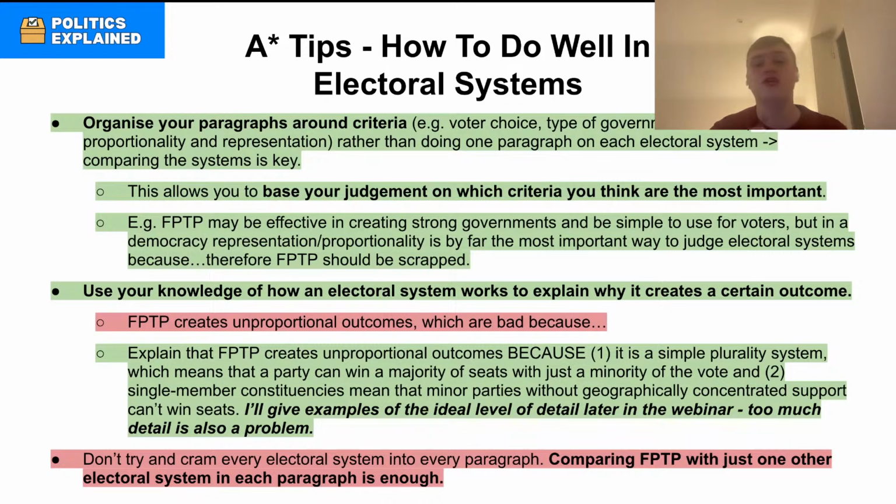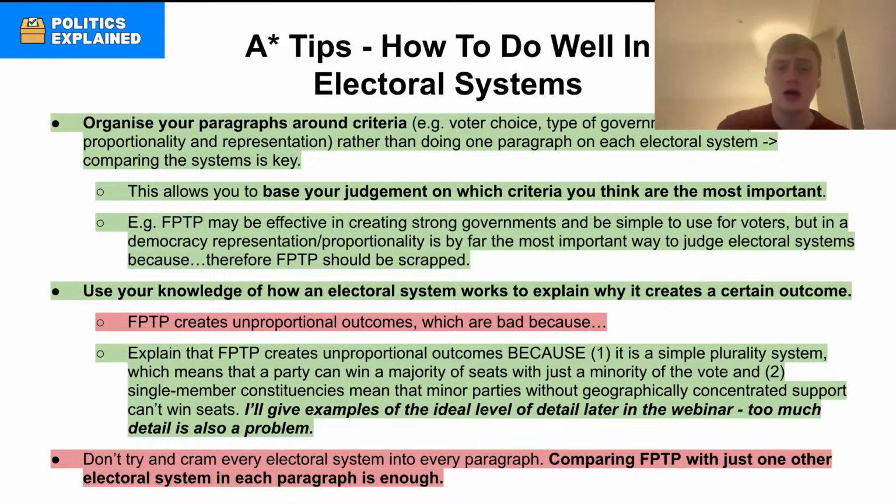You don't want to just say first past the post creates unproportional outcomes, which are bad because. You want to say first past the post creates unproportional outcomes because it's a simple plurality system, which means that a party can win a majority of seats with just a minority of votes, and single member constituencies mean that minor parties without geographically concentrated support can't win seats. And then really explain it. So it's bringing in that knowledge of the electoral system to really bolster your analysis and really impress the examiner. We're going to look at this in loads more detail throughout the webinar.